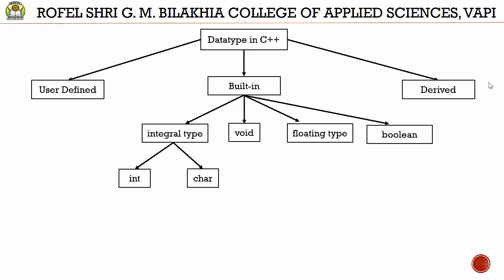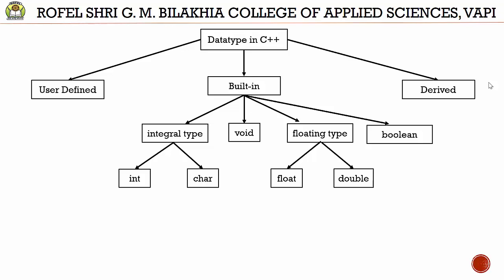Now the next one is floating type. Floating type can also be divided into two parts. First one is float and second one is double. Now the floating point data type is used for storing single precision floating point values or decimal values. Now which keyword is used? The float keyword is used, and a float variable typically requires 4 bytes of memory space.